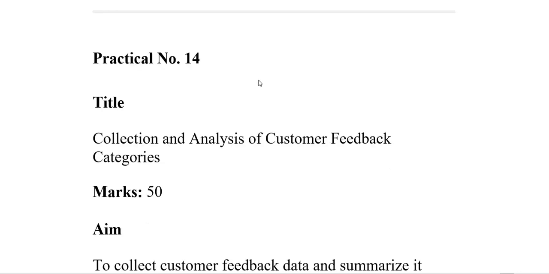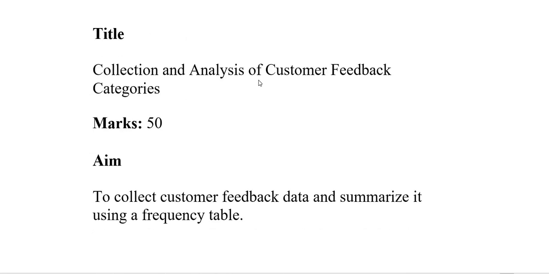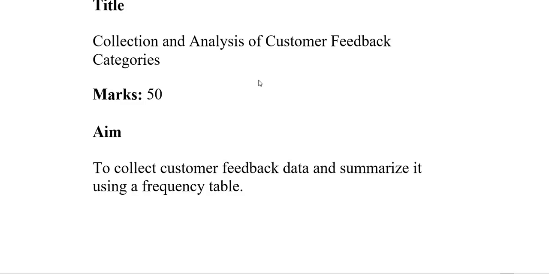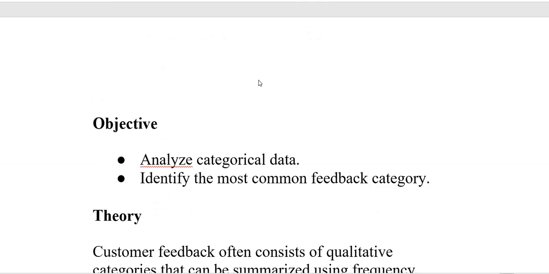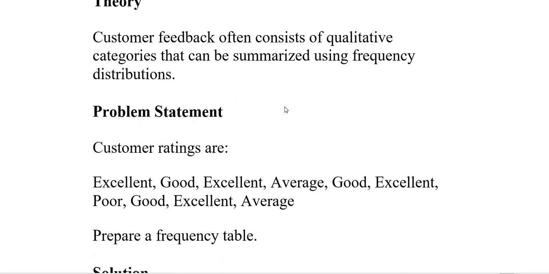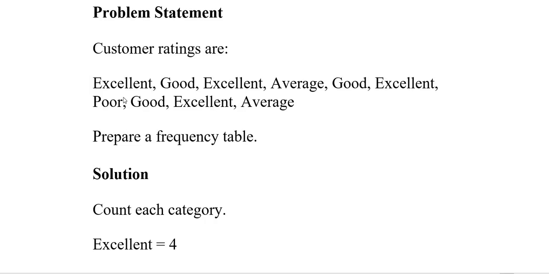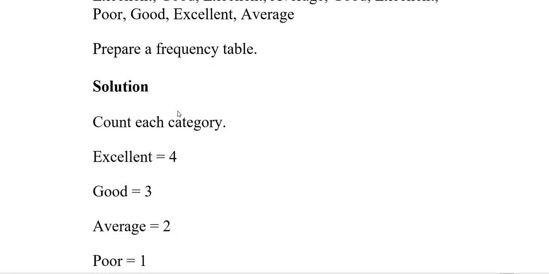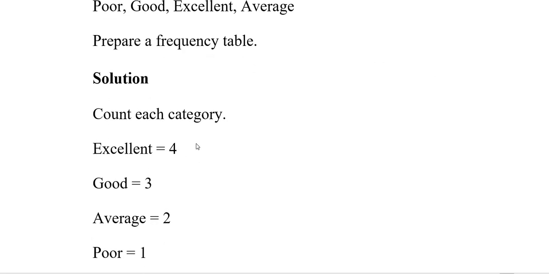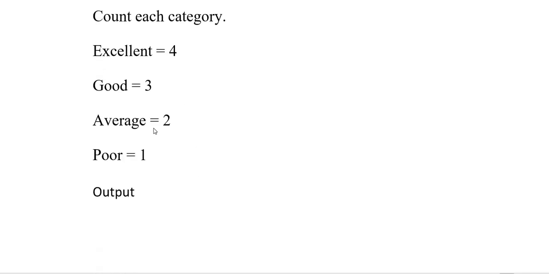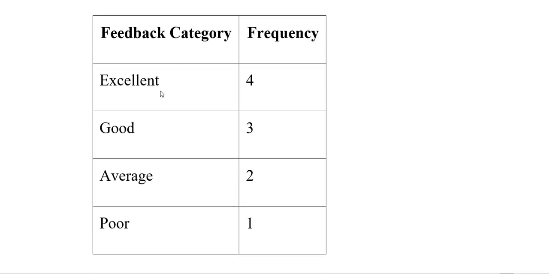So practical number 14, collection and analysis of customer feedback categories. We have to analyze the customer feedback into categories: good, bad, excellent, etc. So for this we will use a frequency table, right? We will count how many times excellent is repeated, how many customers gave excellent to the product, how many customers gave a good rating, and how many customers gave an average rating. So excellent repeated 4 times, good repeated 3 times, average repeated 2 times, and poor repeated only 1 time. So this is our frequency table.